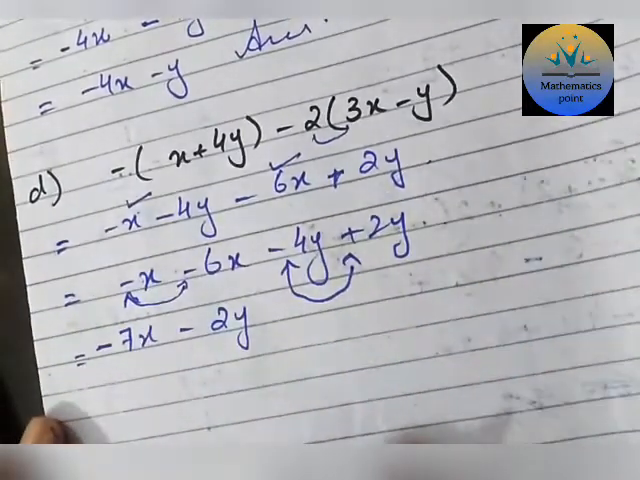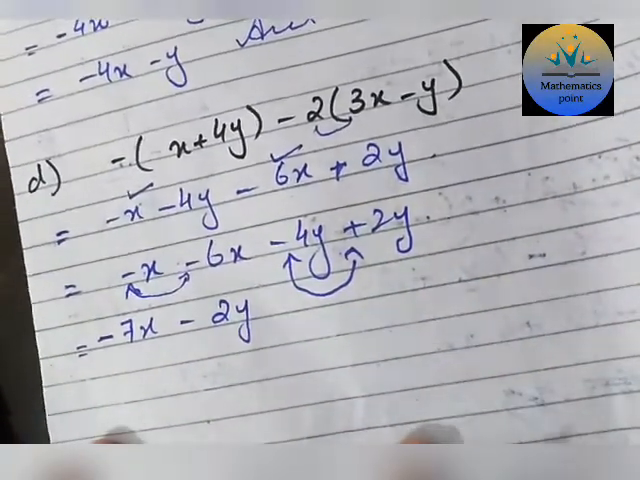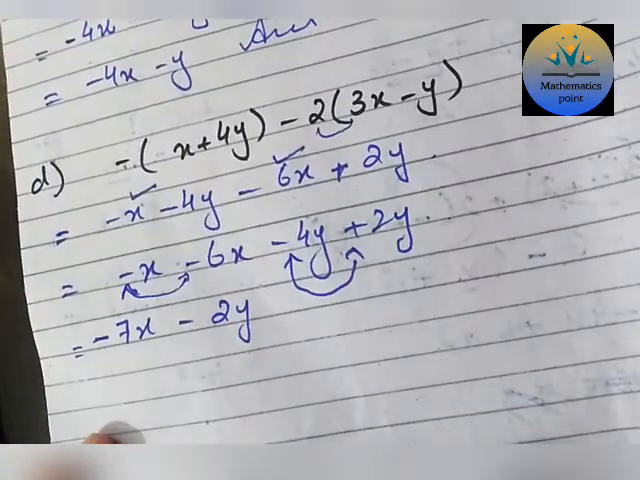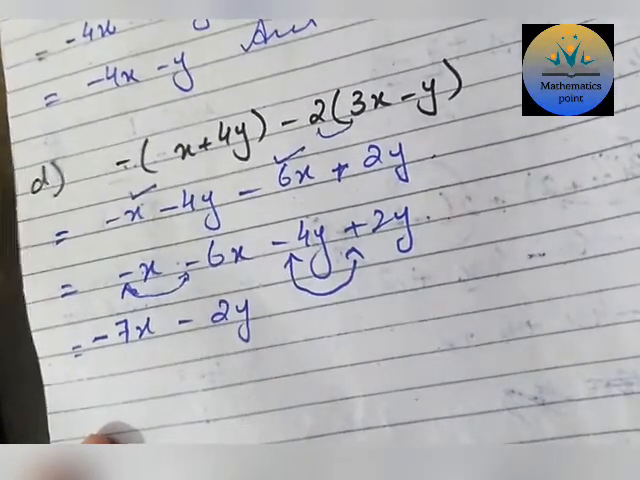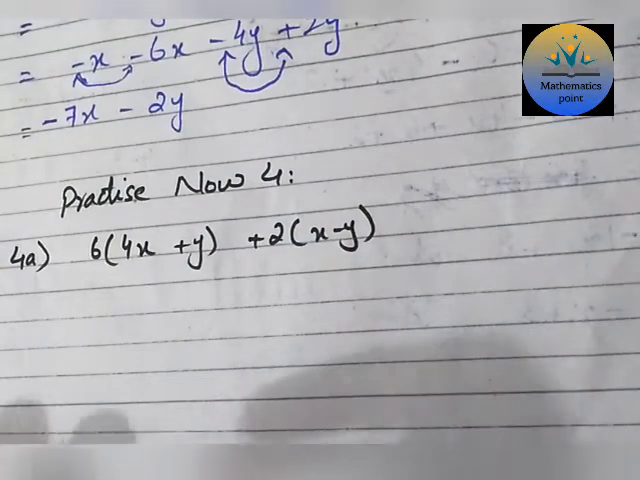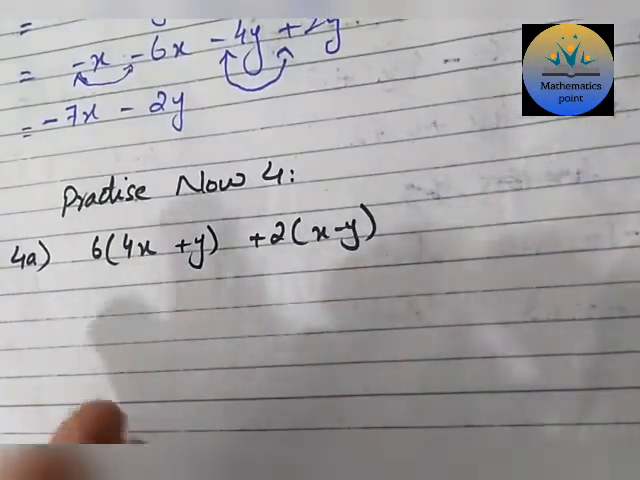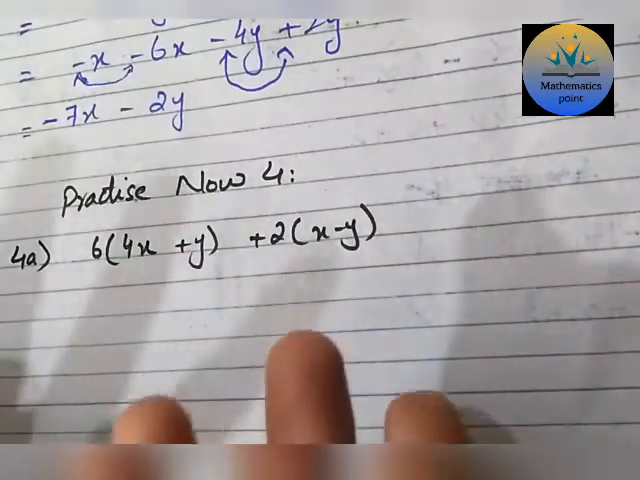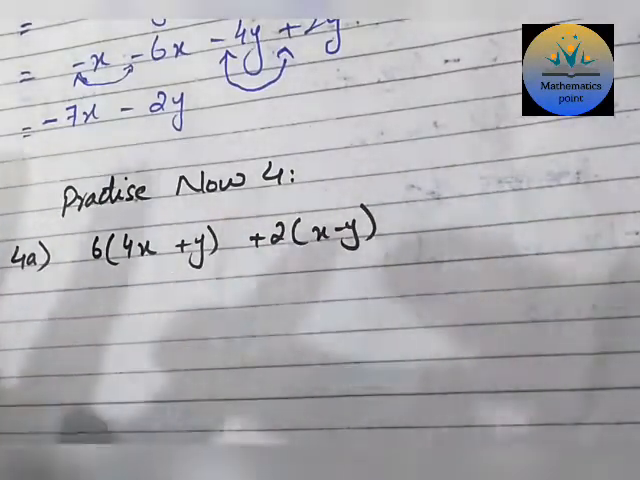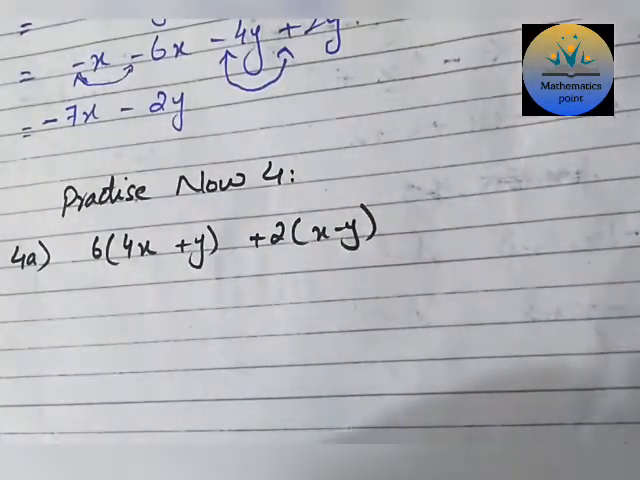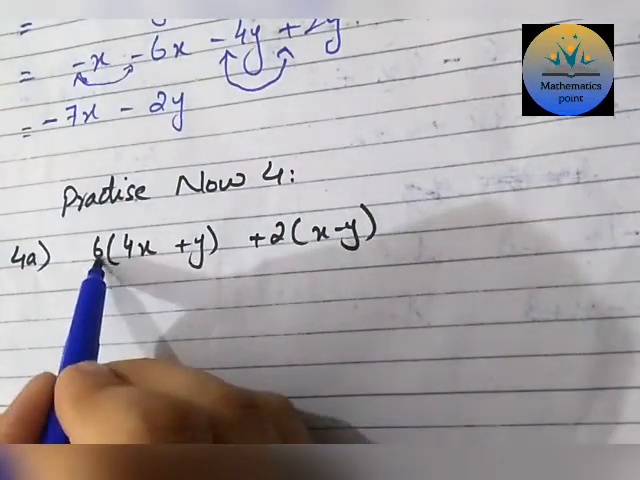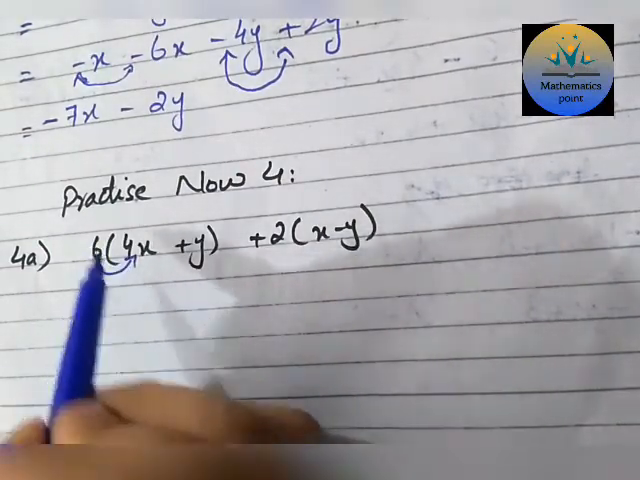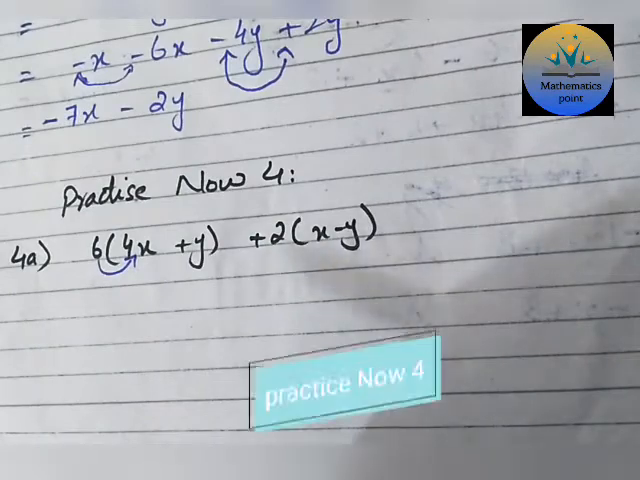Okay, now we are done with this practice. Now on page 74, we do practice now 4. In practice now 4 we have a question: expand and simplify each of the following expressions. Same as before, expand means when we are opening the bracket, we are expanding that bracket. So it is similar to what we have done with practice now on page 74.